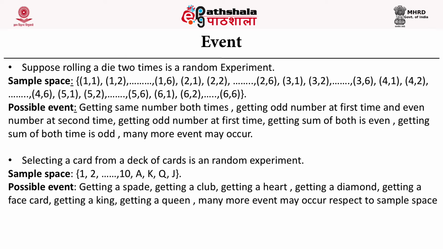And a third case: selecting a card from a deck of cards is a random experiment, and the possible events are getting a spade, getting a club, getting a heart, getting a diamond, getting a face card, getting a king and so on. So many more events may occur with respect to the sample space of a random experiment.